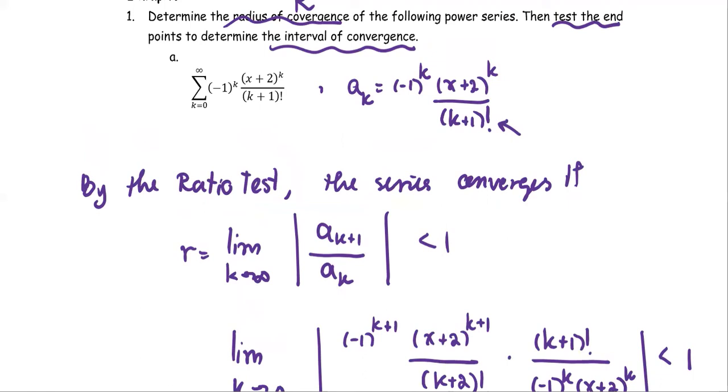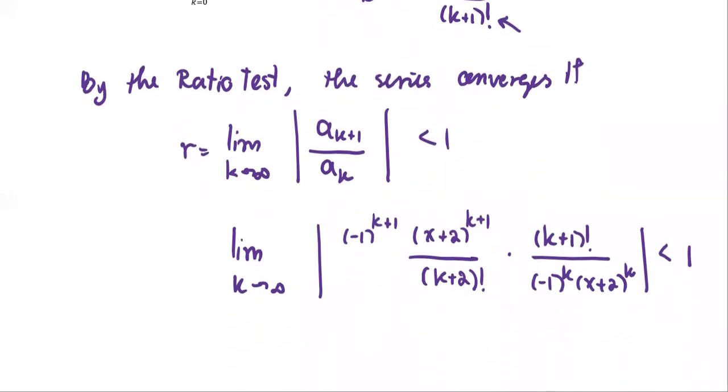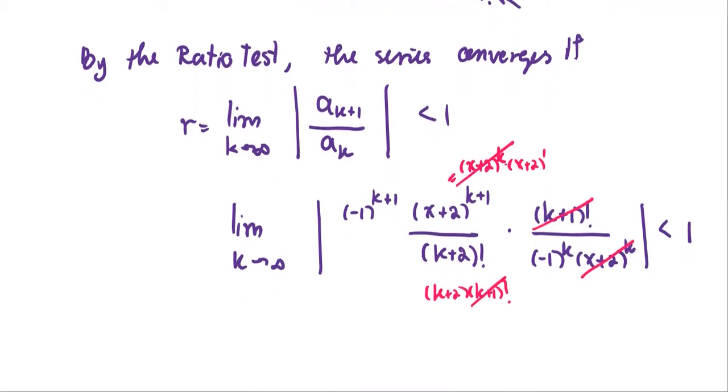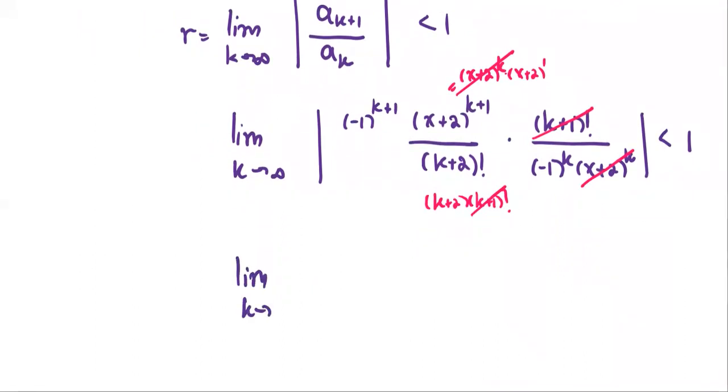Next, we are going to simplify this expression by reducing the common factors. x plus 2 to the power k plus 1 is the same as x plus 2 to the power k multiplied by x plus 2 to the first power, and k plus 2 factorial is the same as k plus 2 multiplied by k plus 1 factorial. We can reduce x plus 2 to the power k and the k plus 1 factorial. The expression behind the limit simplifies to the absolute value of x plus 2 divided by k plus 2, less than 1. The negative 1 to the power k plus 1 and negative 1 to the power k reduce to negative 1, and with the absolute value, the negative sign can be omitted.